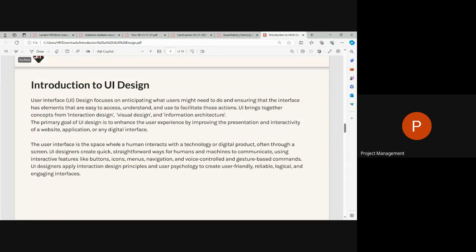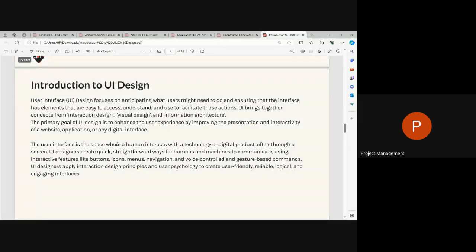Like we know, with an interface, you have to interact with it. Now, the UX designers come up with solutions. As a UI designer, what you have to do is to implement those solutions and present them in a way that is going to be easy to interact with for the users. That is basically what a UI designer does. You present your solution in a way that is interactive.